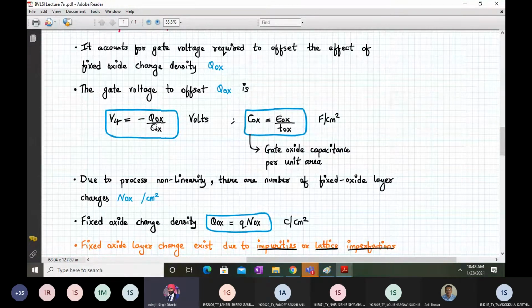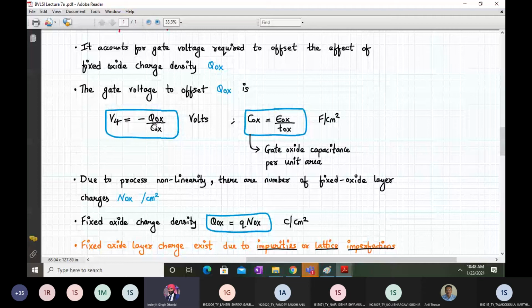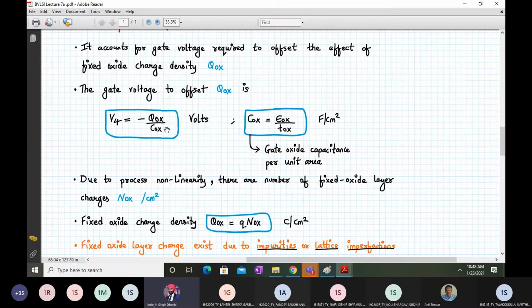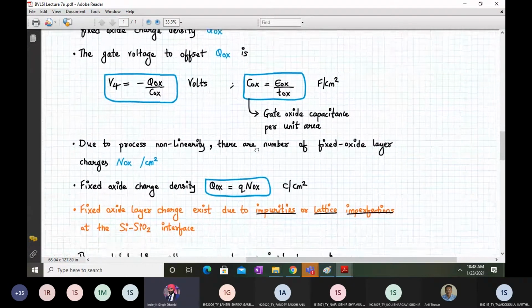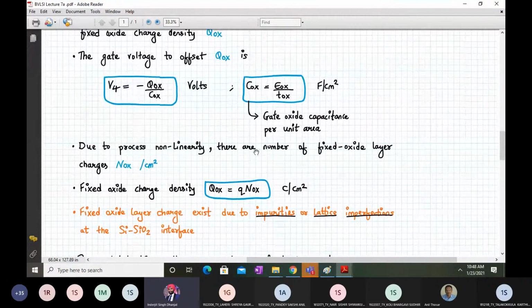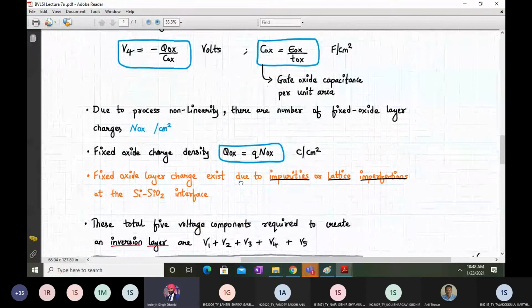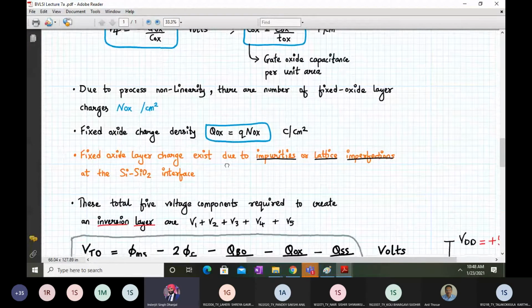Again the formula Q is equal to CV. So we have to offset, overcome this voltage. That's why the minus sign. So V4 is minus QOX divided by COX, where the COX formula we already know. Now these fixed oxide charges exist due to the impurities or the lattice imperfections at the Si-SiO2 interface.